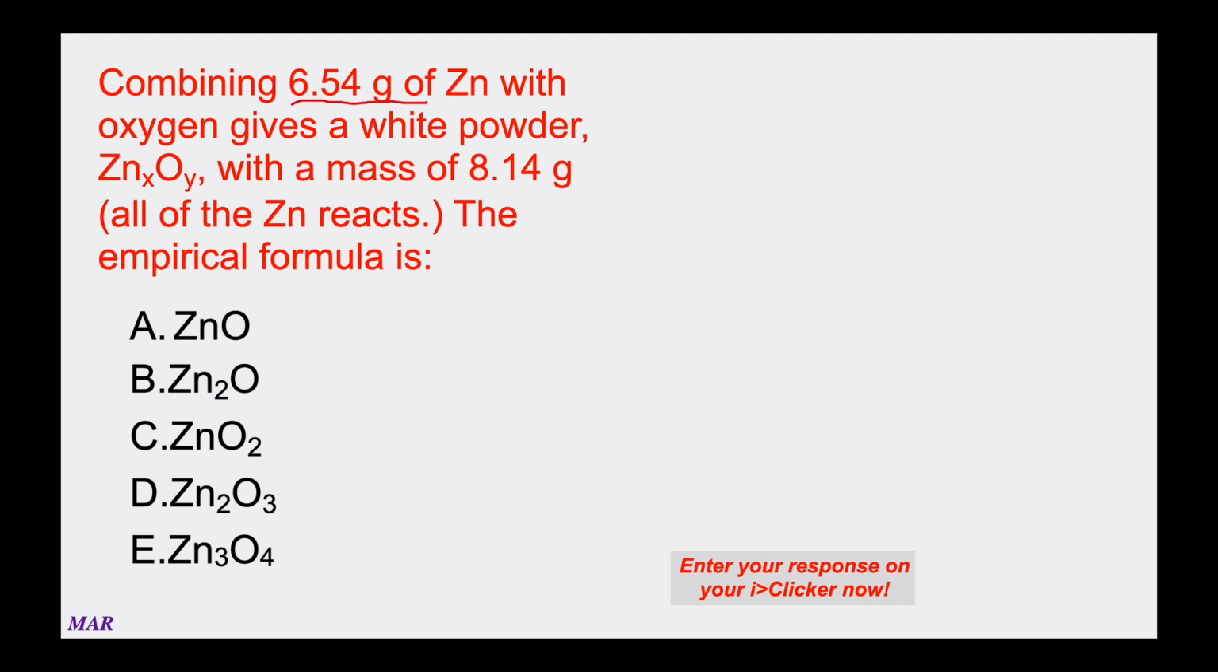So the first thing you want to do is turn 6.54 grams of zinc into moles of zinc. Now, the oxygen in this thing, 8.14 represents all the zinc plus all of the oxygen. So if you take 8.14 grams and subtract 6.54 grams from it, it's like all the zinc and oxygen minus the grams of zinc, that's going to give you the grams of just the oxygen. And that's how you found the oxygen, 8.14 minus 6.54. And from there, grams of O to moles of O, compare the moles of O to moles of zinc to see which of those is the right answer.